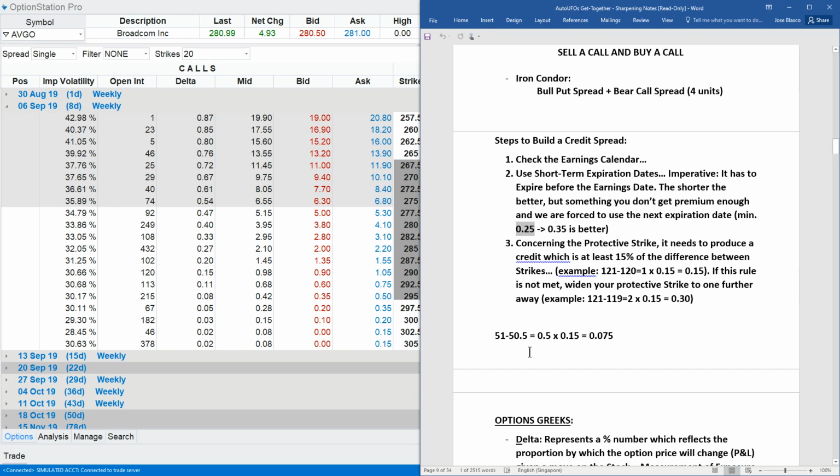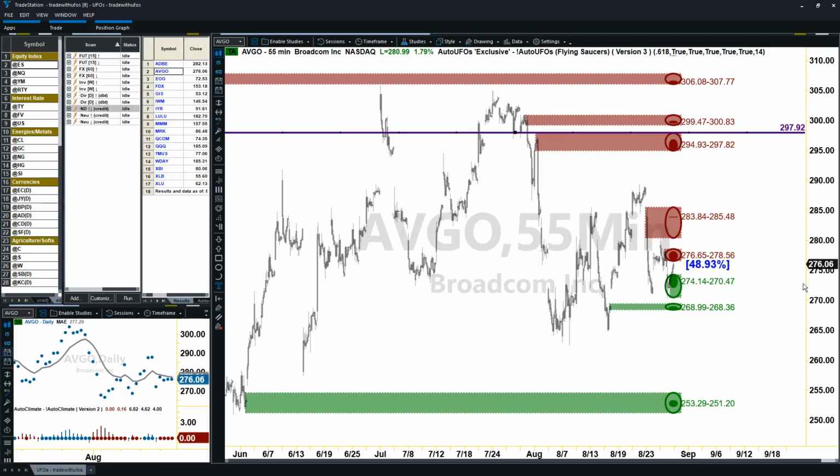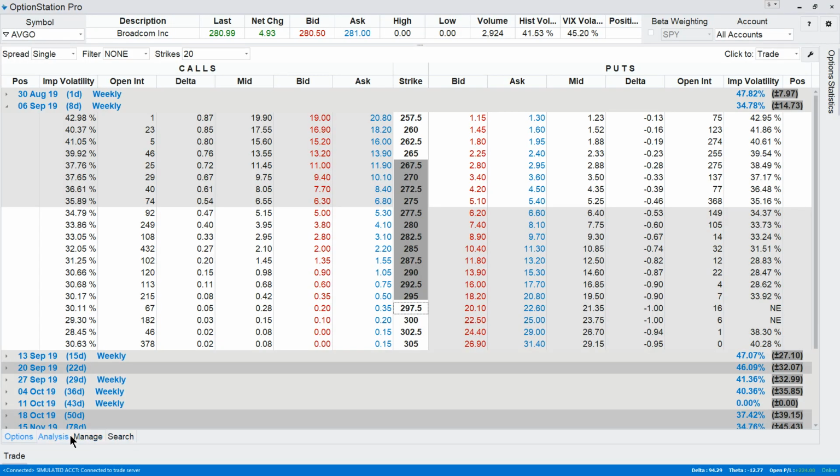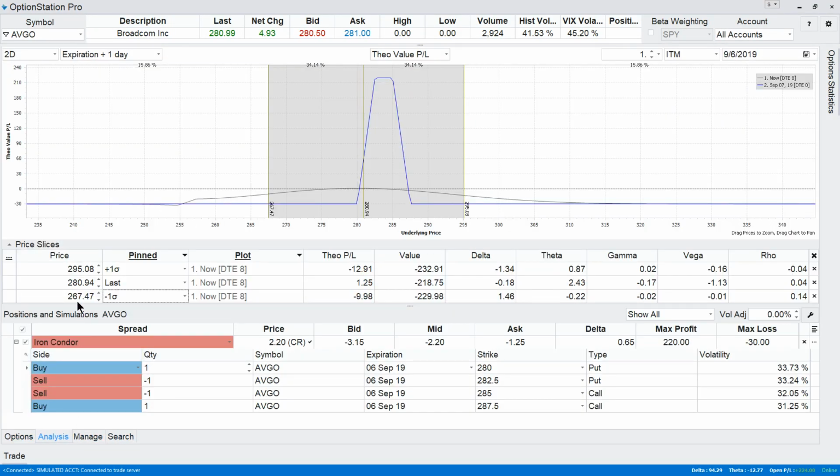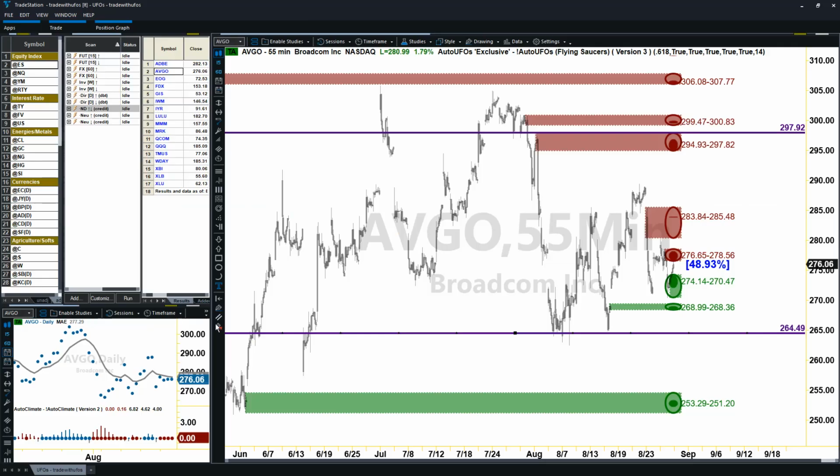So in this case, we are getting 28. It's going to be more at the open. I would anticipate that. So 28 is not amazing, but you know, it would be valid. So because it's valid, now I am willing to look at the bottom part of this trade and decide on where my lines should be. And to do that, I need to go back to the Option Station Pro, look at the Analysis tab, and here it says 267. Okay, so 267.47.